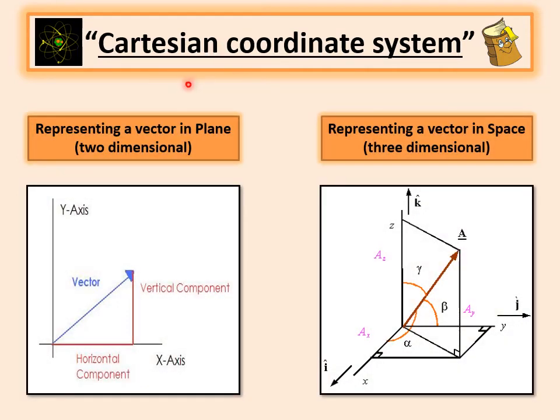Now students, we are going to represent the vector in our Cartesian coordinate system. Now we can simply represent it in 2 dimensions and in 3 dimensions. Now the representation of a vector in a plane or in 2 dimensions. Here we have a y-axis and we have an x-axis. Now the x and y axes represent the two-dimensional plane. Now here we have a vector like this.